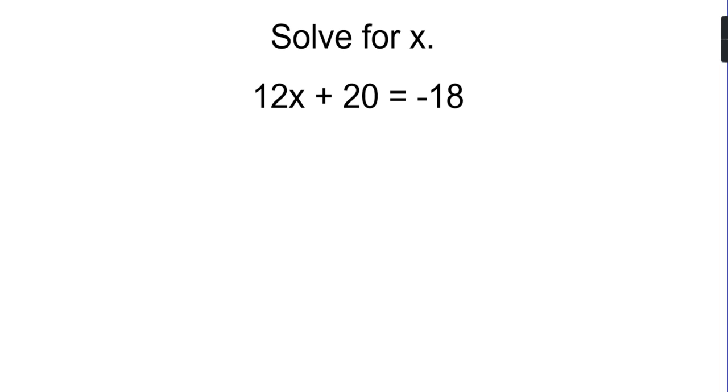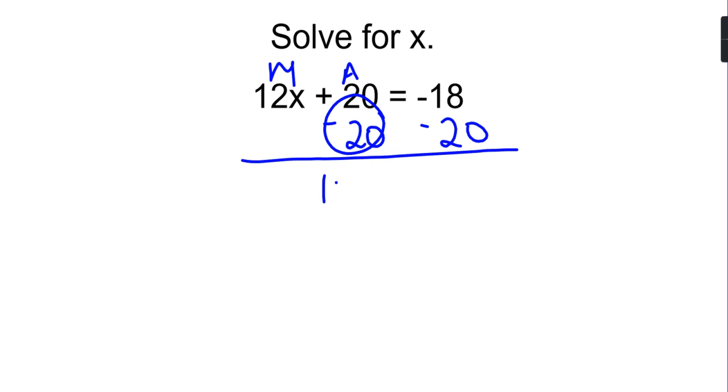Solve for x. 12x plus 20 equals negative 18. We like to identify the operations that are happening to our variable before we start solving. I see 12x, that means 12 times x, so that's multiplication. And then plus 20 is addition. So I'll start by doing the opposite of addition, which is subtraction. I'll subtract 20. 20 minus 20 is 0. Subtract 20 on the other side as well. Now I have 12 multiplied by x equals negative 38.